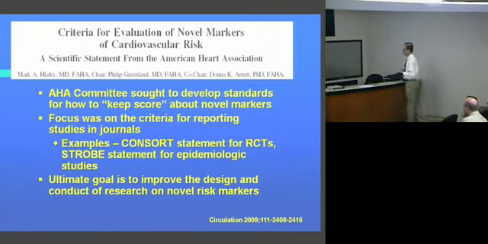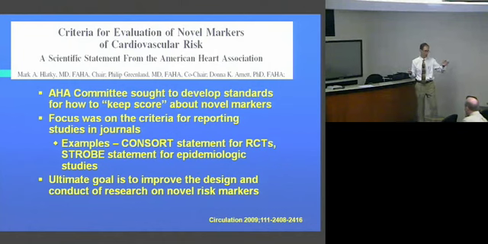And so this is a paper that we published from the American Heart Association Scientific Statement, which I was the chair of this committee. The focus of this was that we had a committee on novel risk markers, and one of the biggest questions was, how do we evaluate and how do we keep score? We tried to make this as independent of any specific marker as possible, so it was a general framework. And the idea was that we wanted to have this be a little like the CONSORT statement for trials or other things as a reporting standard.